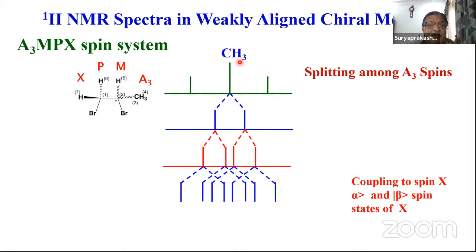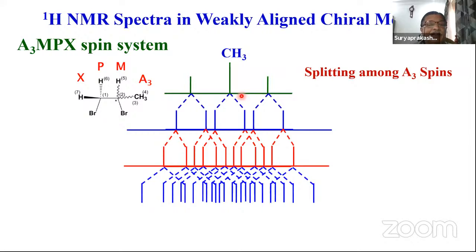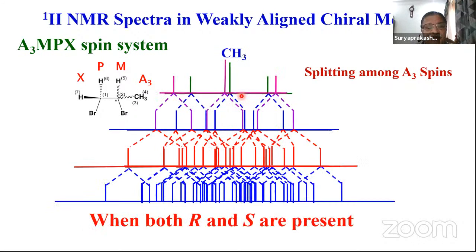Okay, I am concentrating only on the middle peak. What about the other two peaks? They also become 8 lines each. So how many peaks did you get? 24 peaks. This is for one enantiomer. If both enantiomers are present, another 24 peaks. When R and S are both present, you have 48 peaks in the CH3 peak alone. That is why it is so complex, you are not able to resolve it.